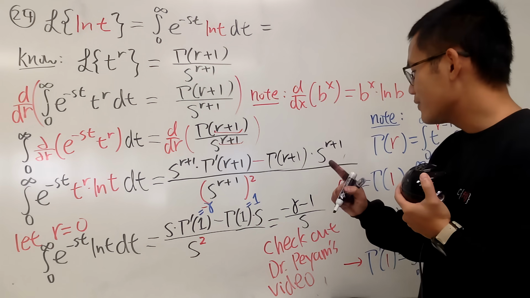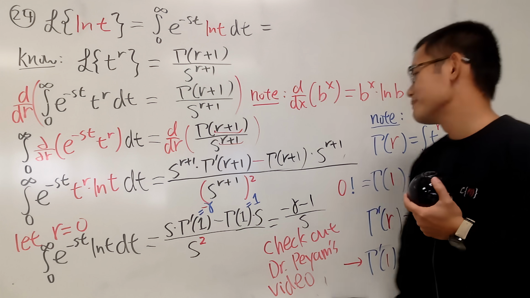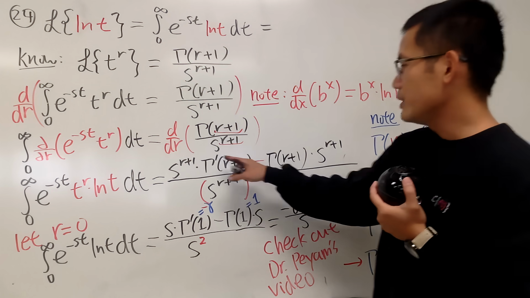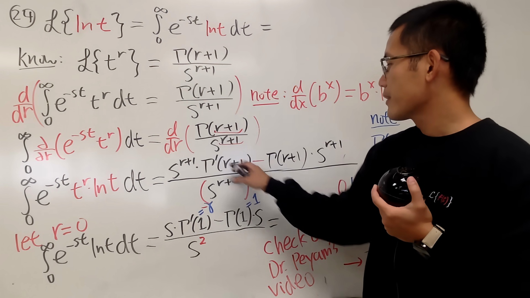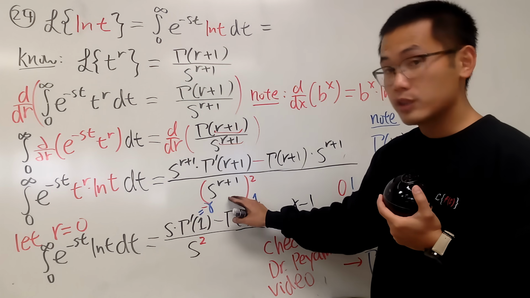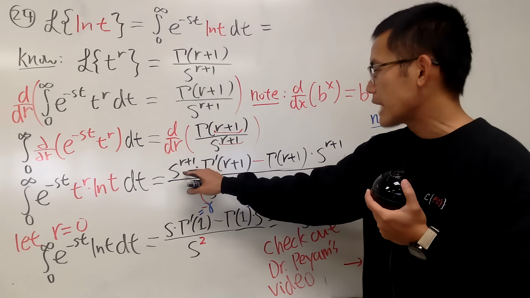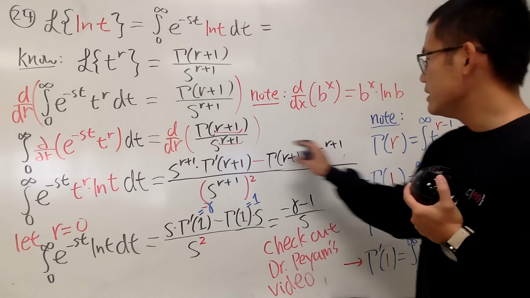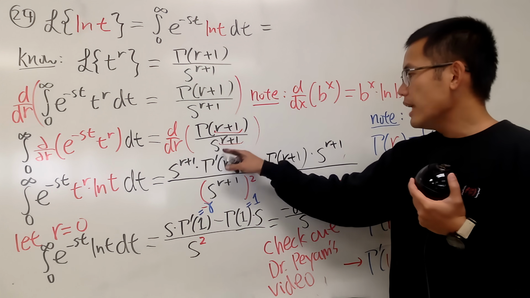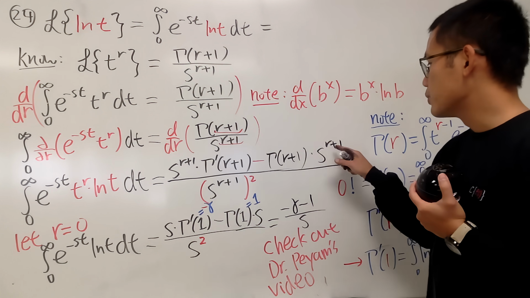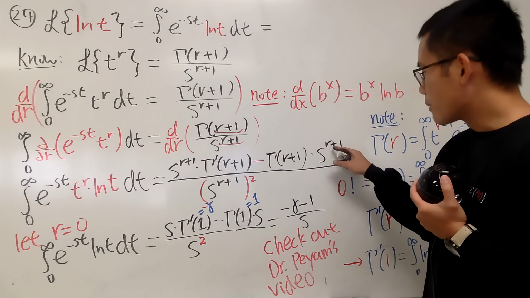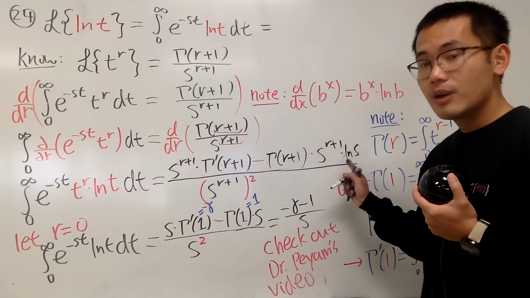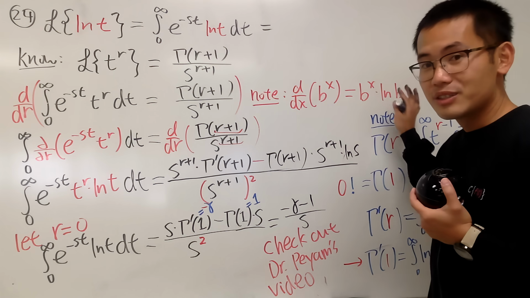Oh, one more thing I forgot. I'm so sorry. All right, so you have all this. Let's do the derivative, okay? Quotient rule: the bottom function squared, and the top is the bottom function times the derivative of the top, minus the top function times the derivative of the bottom. Derivative of s to the r plus 1 with respect to r is s to the r plus 1 times ln s. Why? That's just like what we did earlier.